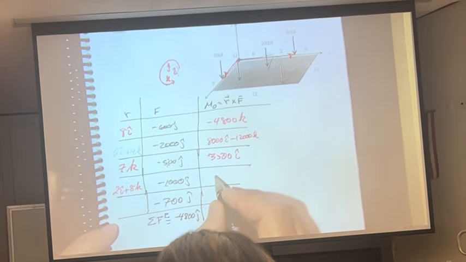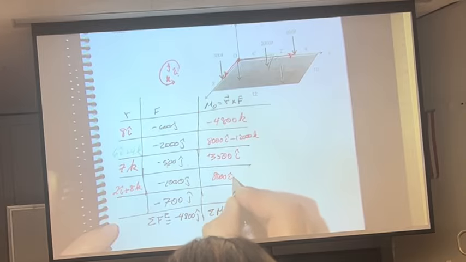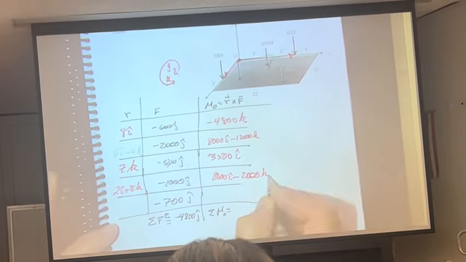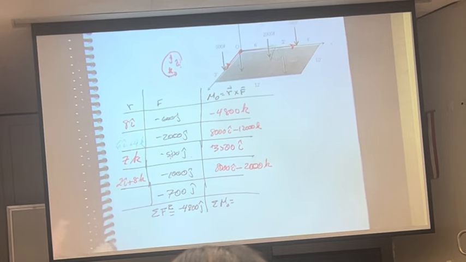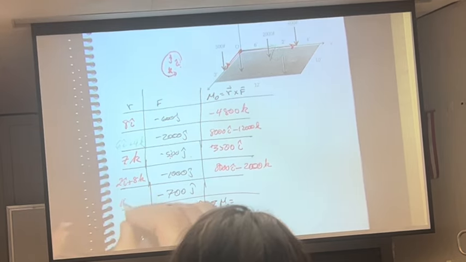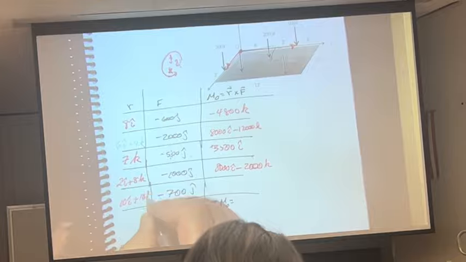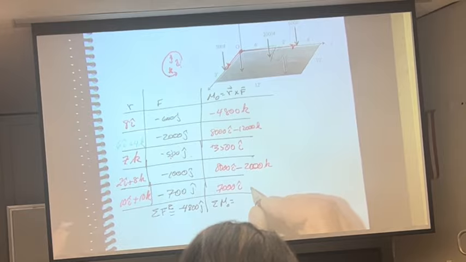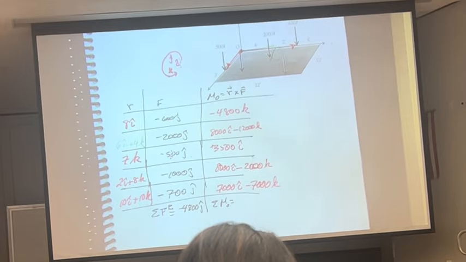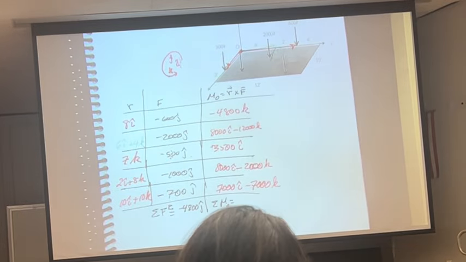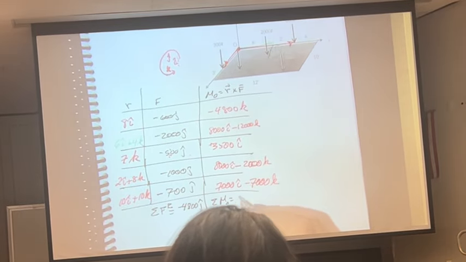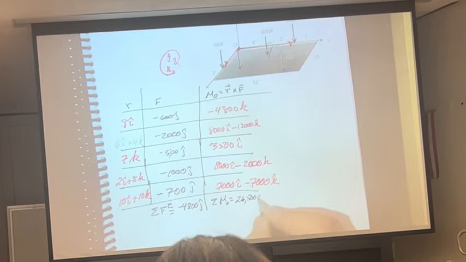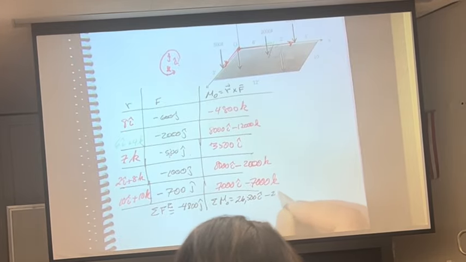Result here is 8,000I minus 2,000K. And then the 700, that's going to be 10I plus 10K. Do the cross product out, you'll get 7,000I minus 7,000K. Add up I's, add up J's, add up K's, you will get 26,500I minus 25,800K.